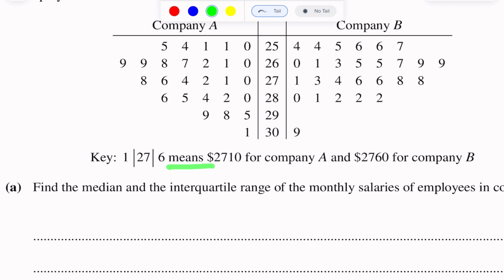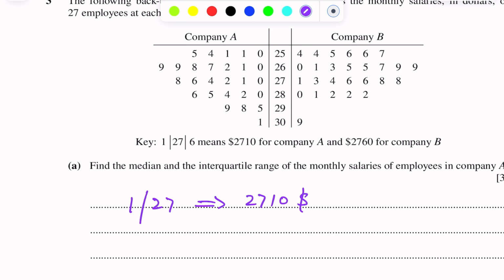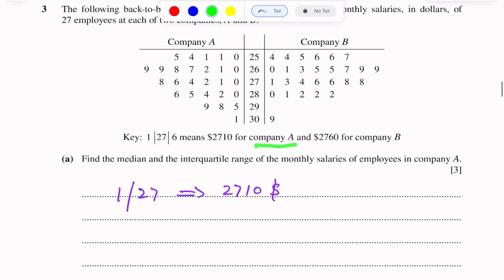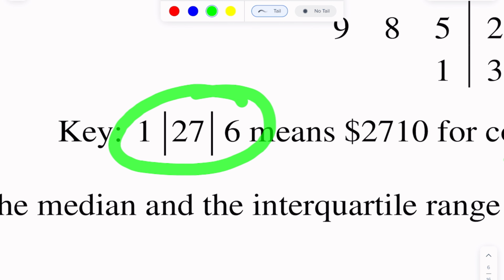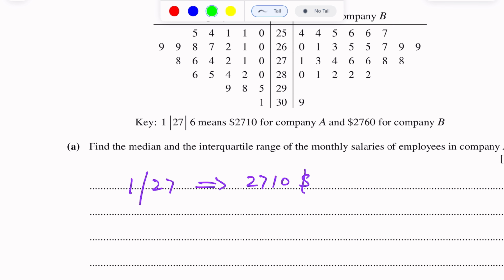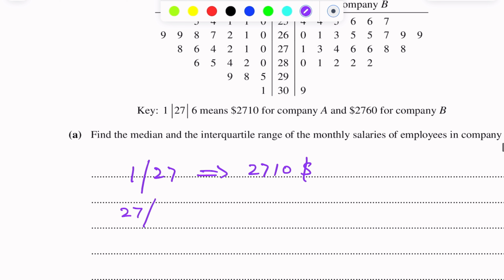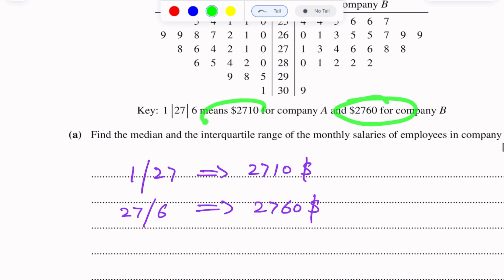1|27|6 means 1|27 represents $2,710 for company A, and here the key is given in combined form for both companies A and B. I am separating it. Next, for company B, 27|6 shows $2,760. The key is given for both companies A and B.